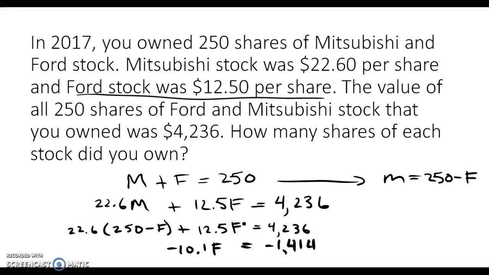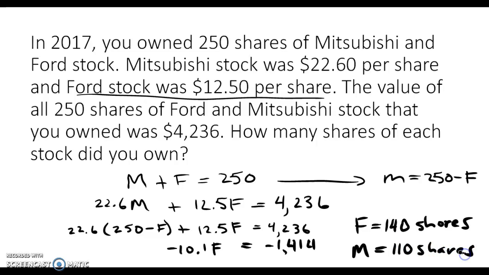That shouldn't matter, so I'm going to do 1414 divided by 10.1. And we wind up finding out that we own 140 shares of Ford stock. That means we own, for Mitsubishi, 250 minus 140, which is 110 shares.